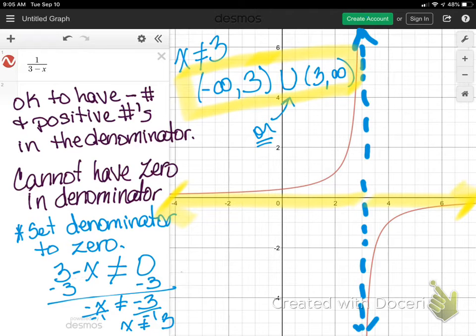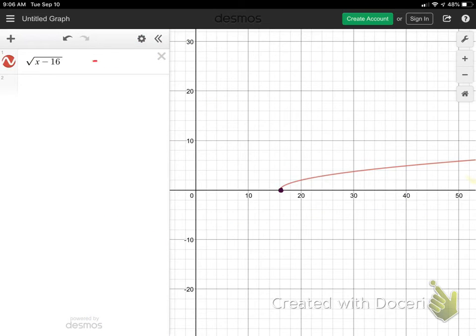So we have to look for a variable in the denominator. That is one of the two things that we're looking for. A variable in the denominator. Okay, the second thing that we are looking for is a variable inside a square root sign. That's the other thing that we're looking for.